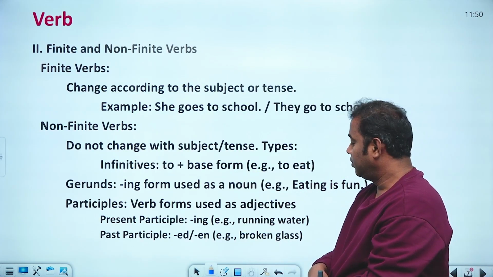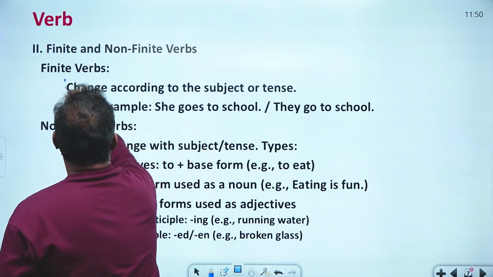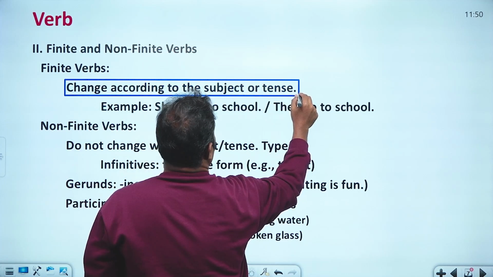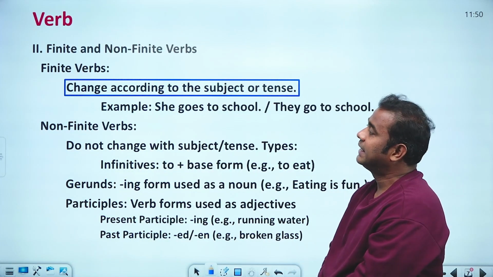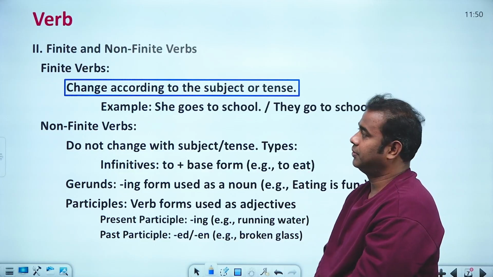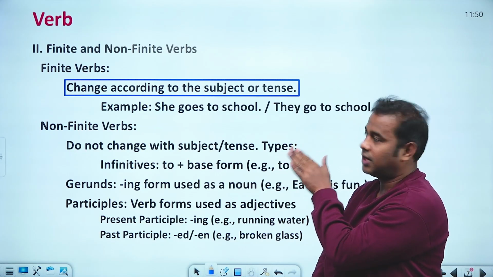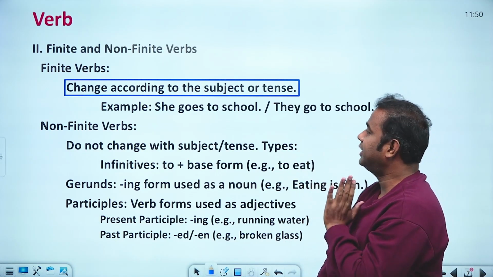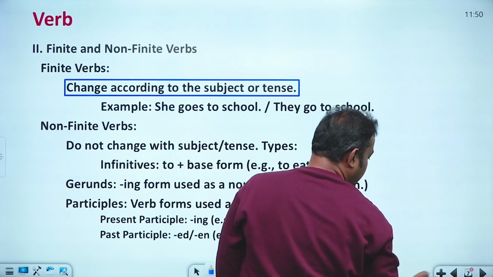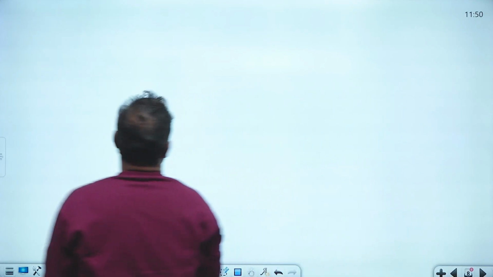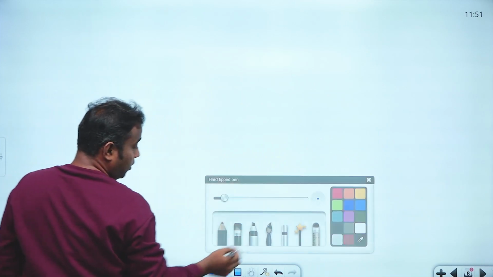finite and non-finite. In the case of finite, whenever there is a change according to the subject or tense, then finite verbs are used. So what do you mean by finite? Whenever there is a change according to the subject or tenses. For example, look at here: she goes to the school, they go to the school. I have given some examples like this with pronouns in the previous video.